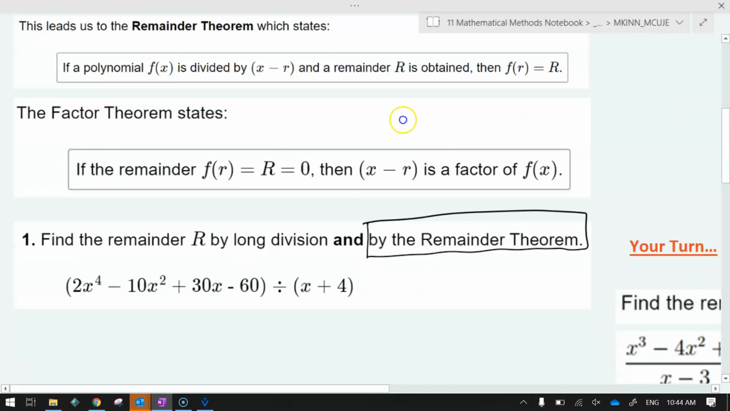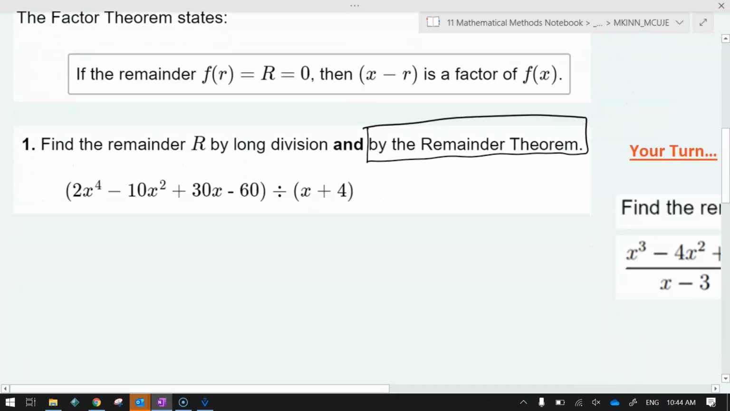So we're just going to do a couple of examples. Find the remainder R by long division and by the remainder theorem. Well, I know you guys know how to do long division, so let's not waste our time doing that. Let's focus on the remainder theorem. If I'm dividing by x plus 4, remember you think in your head that's the same as x minus negative 4. So I can substitute negative 4 into the expression and I'll get my answer. So give yourselves a few seconds to do that.